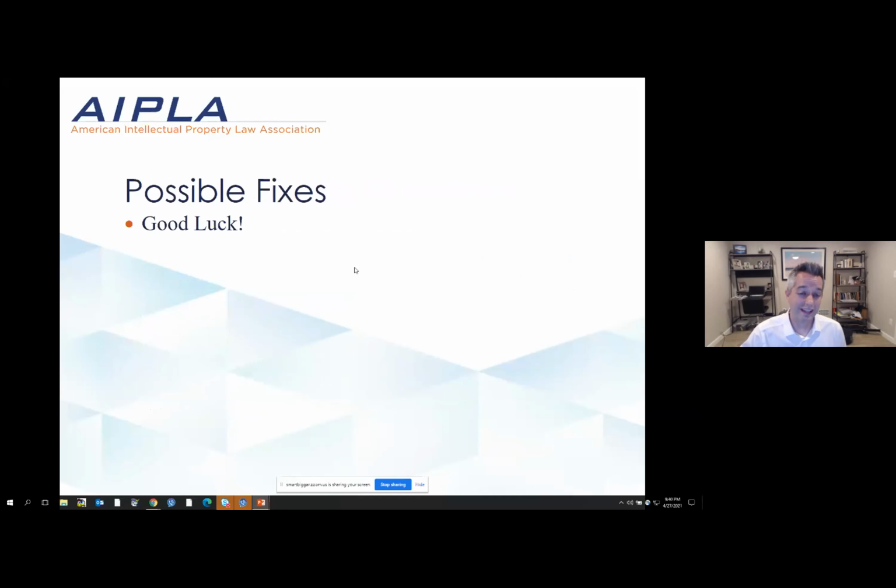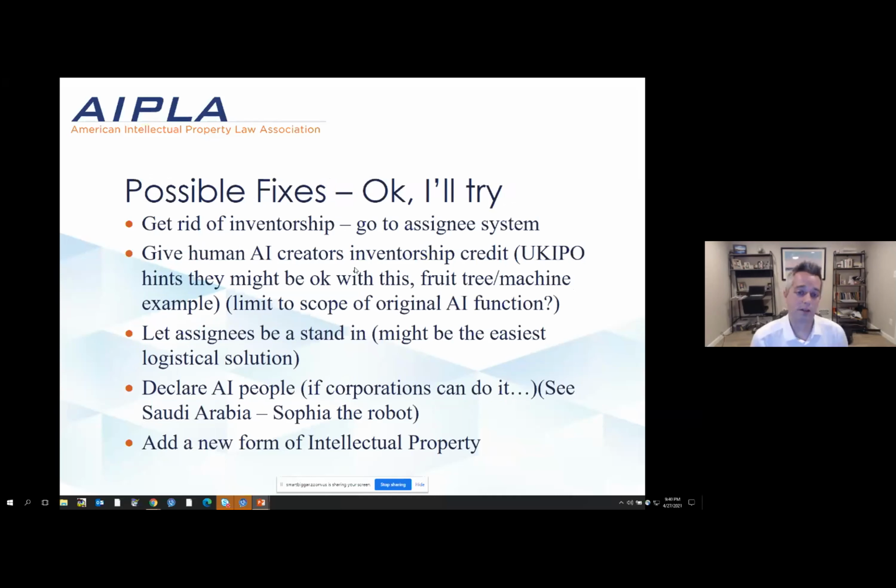And possible fixes, it's really tough. I will take a shot at it, though. I'm not just going to throw up my hands. I think there are 5 things here that are listed that I think could work as solutions to this problem. I'm not really sure which one I would back. But the first one is just to get rid of it, right? To say, what is inventorship really getting us? Could we just go to an assignee system and everything that we used inventorship for, we just instead use the assignee system?